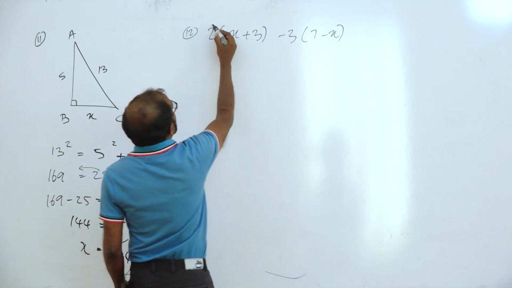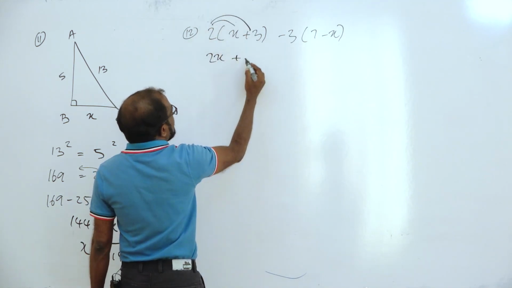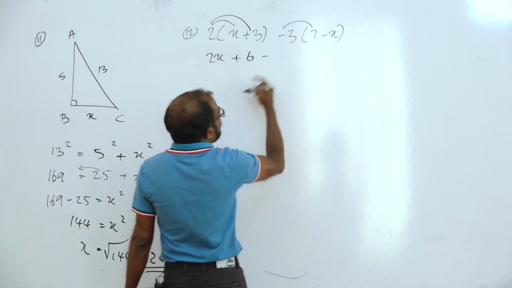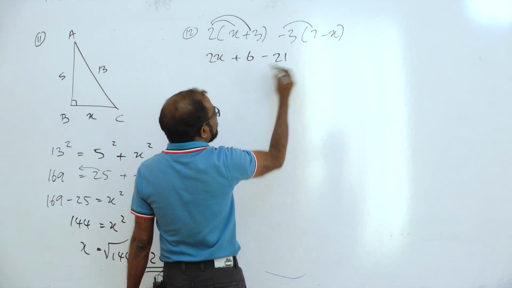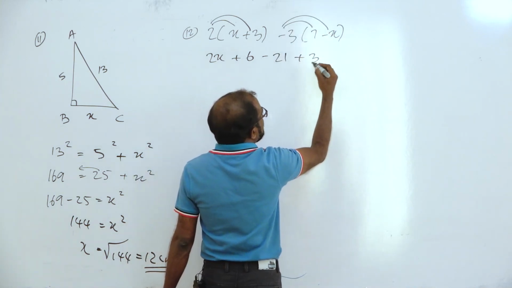So here same sign plus, 2 into x, 2x. Again same sign plus, 2 times 3, 6. Here minus and plus. Different sign minus, 3 times 7, 21. Same sign plus, 3 times x, 3x.